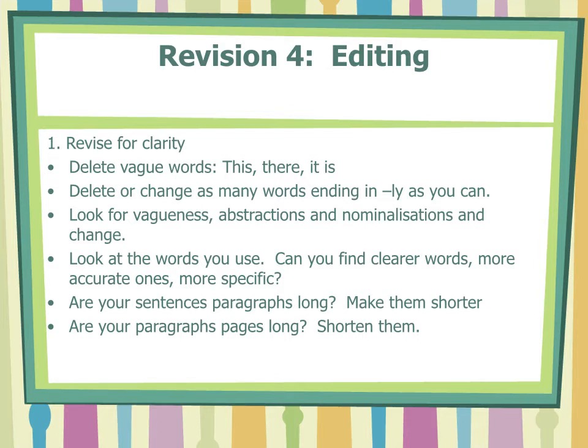Look at abstraction. So any words that end in tions are often abstractions, and I'm going to post a link to Helen Sword's YouTube video on nominalizations, which is very useful, and she shows you how words become abstracted and then the meaning becomes abstracted as well. So look at the words you use, find clearer words, more accurate ones, more specific.